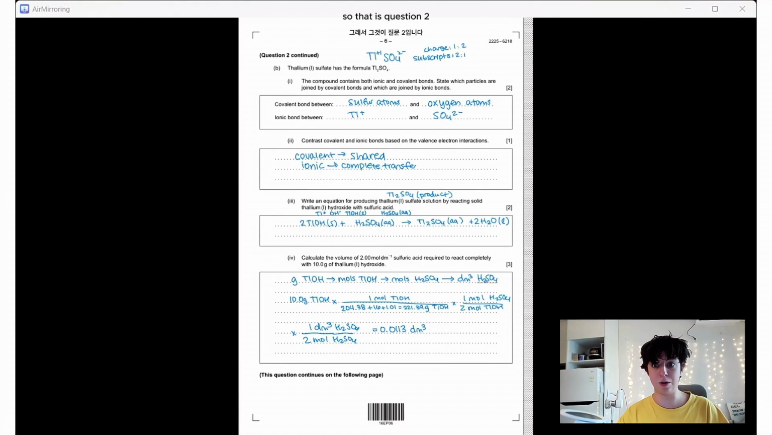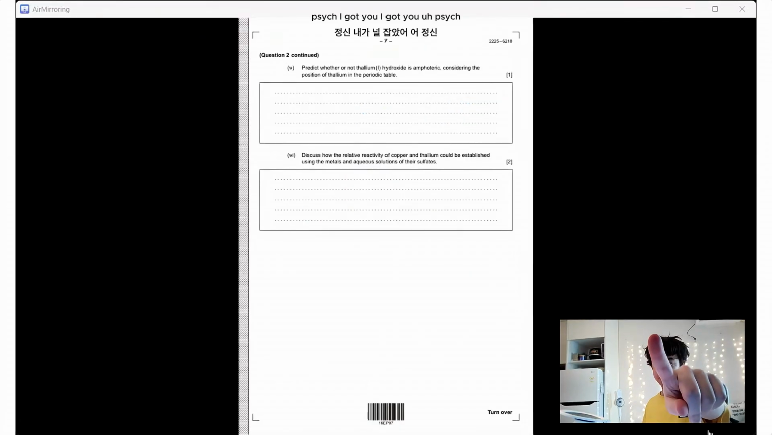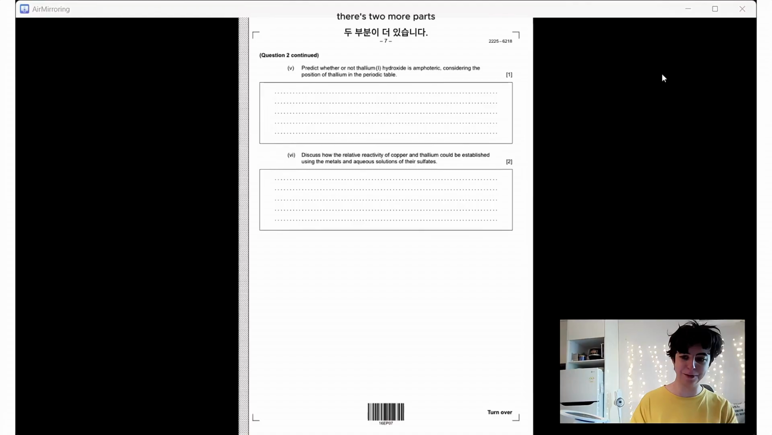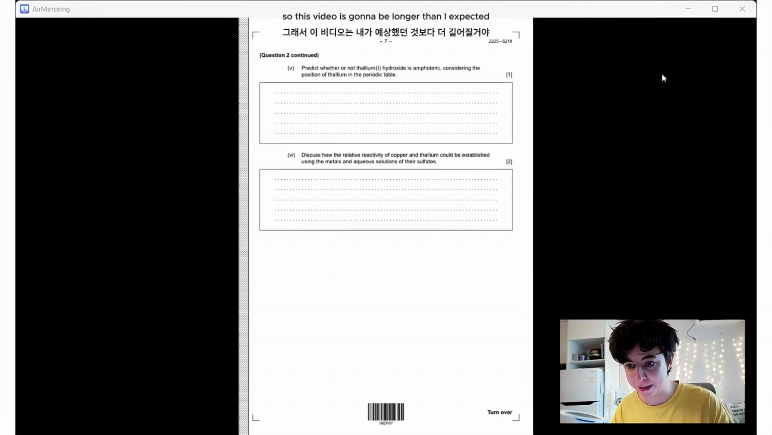So that is question 2, just using some nice dimensional analysis skills. Okay, and it seems like a really small number, but it's actually right, I swear. I also second guessed that, but it's correct. Psych, I got you. Psych. You thought this question was over. I actually did too, and then I turned the page. Oops, there's 2 more parts. So this video is going to be longer than I expected.